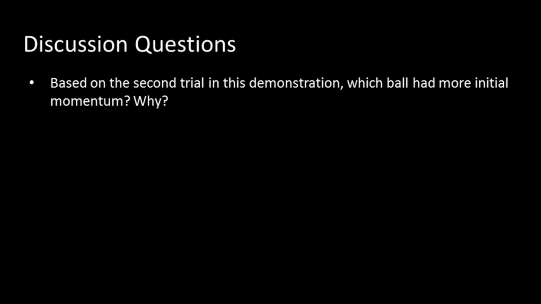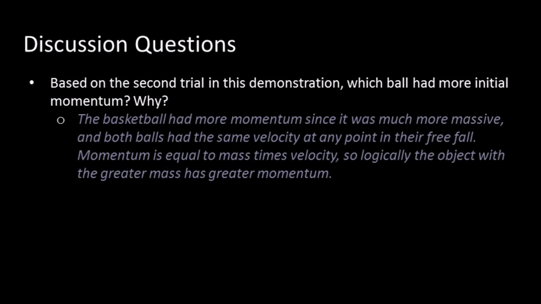Alright, so let's review with some discussion questions. Based on the second trial in this demonstration, which ball had more initial momentum? Why? Well, the basketball had more momentum since it was much more massive than the tennis ball, and both balls had the same velocity at any point in their free fall. Momentum is equal to mass times velocity, so logically the object with the greater mass has greater momentum.